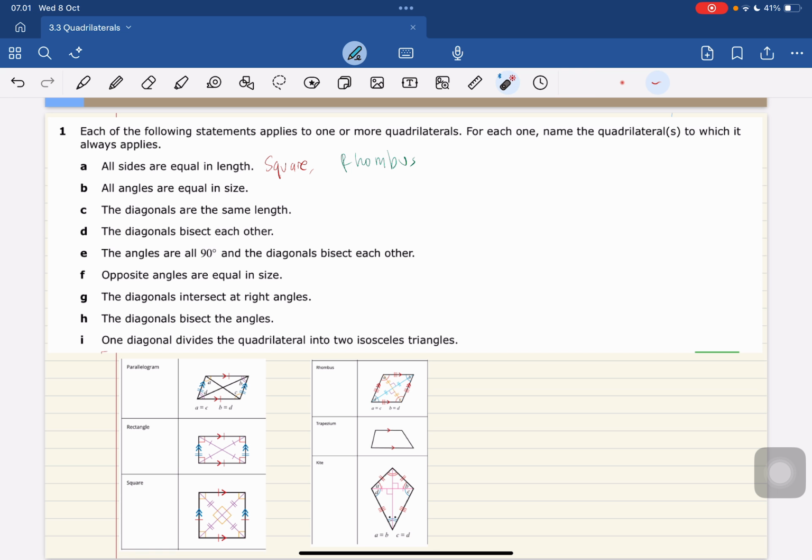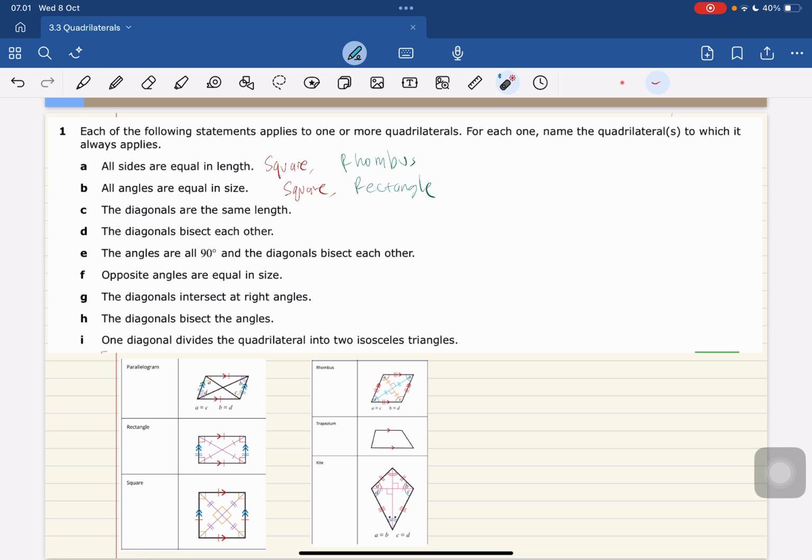Okay, next. The angles are equal inside. Okay, the angles are not equal. Angles are not all equal. Okay, we got rectangle. The angles are equal. Okay. First we got square, and the second is rectangle.